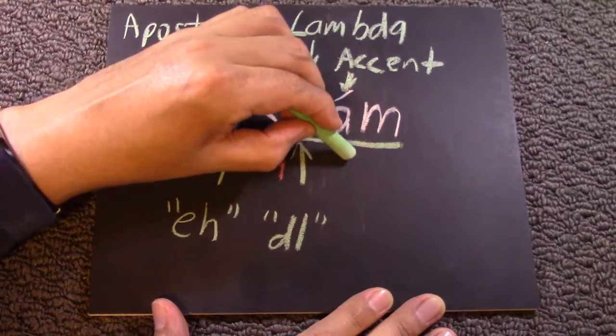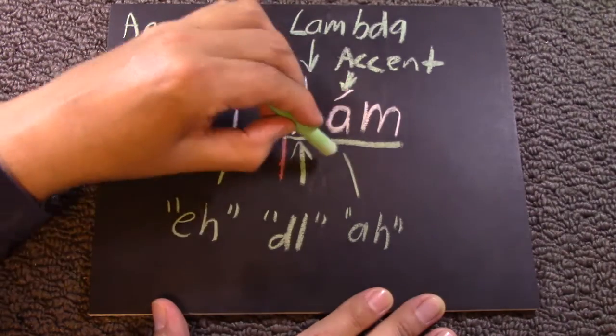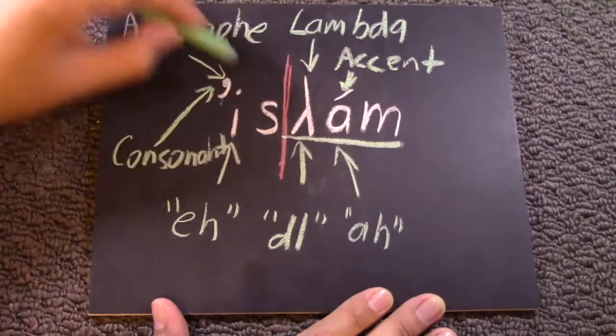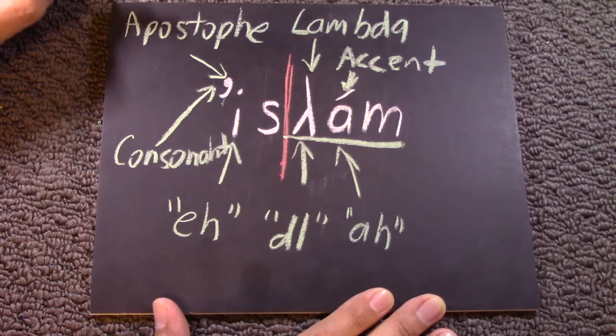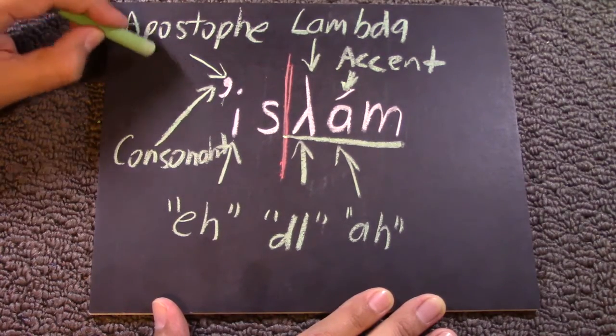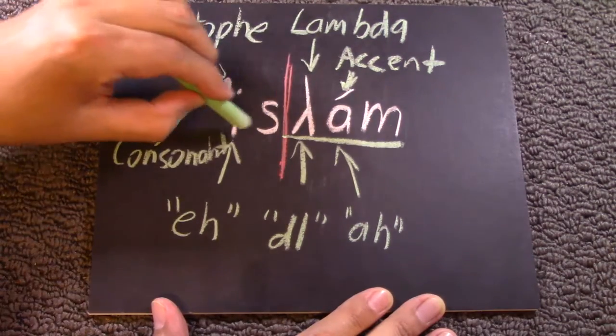The A in this case sounds like ah. And then we have a regular M at the end. So we put them together, you have isdlam, isdlam.